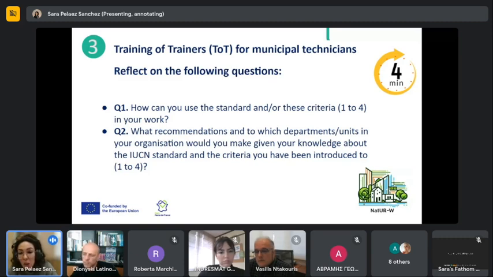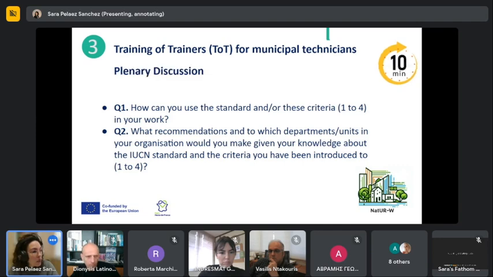IUCN is always open to receive feedback. They have contact points where you can always send an email and say, I applied this in this context and I faced these challenges. They are always open to receive suggestions for improvement.